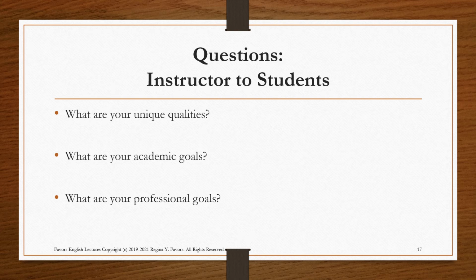You could present these as vertical questions, or you could position these questions into columns with the keywords being unique qualities, academic goals, professional goals, right? And this gives them a visual on the board. This gives them a way to outline, right? Not just creating a sentence format, but maybe like a listing of something to think about.